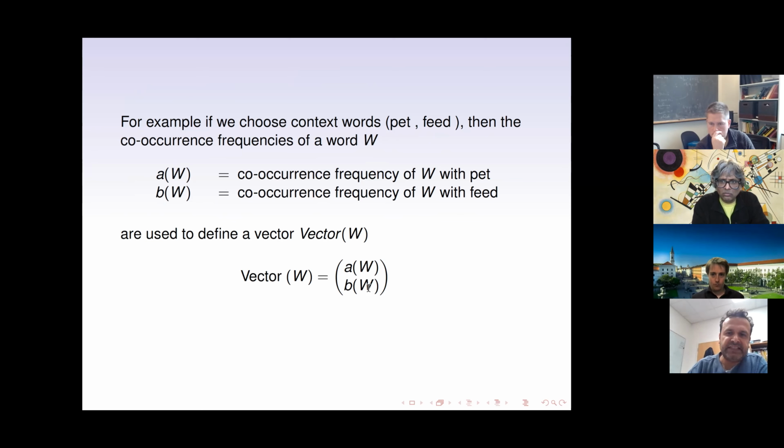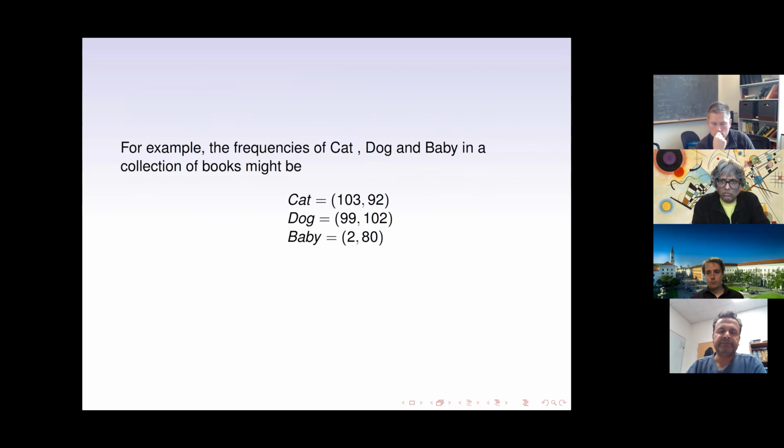The idea is that these vectors know something about the meaning. For example, cat will occur frequently with pet and with feed because a cat is a pet and you feed it often. Likewise, dog. But the word baby is not a pet, but you feed it a lot. So probably these are the kinds of frequencies that you might see.